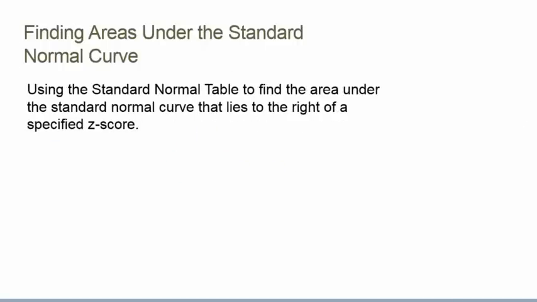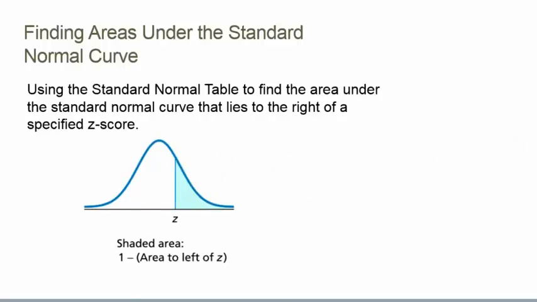Finding areas under the standard normal curve. Using the standard normal table to find the area under the standard normal curve that lies to the right of a specified z-score. This time, when we have our standard normal curve and our point Z on the horizontal axis, when we draw our line from the axis to the curve, we shade the part of the curve to the right of Z. To find that shaded area, it's 1 minus the area to the left of z that we find in our table.